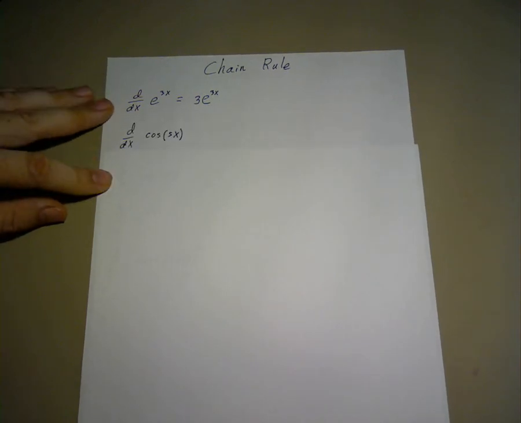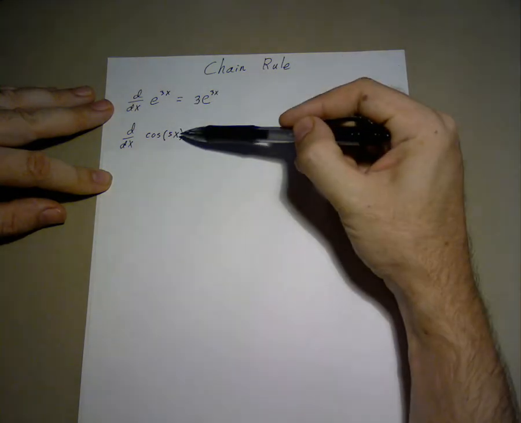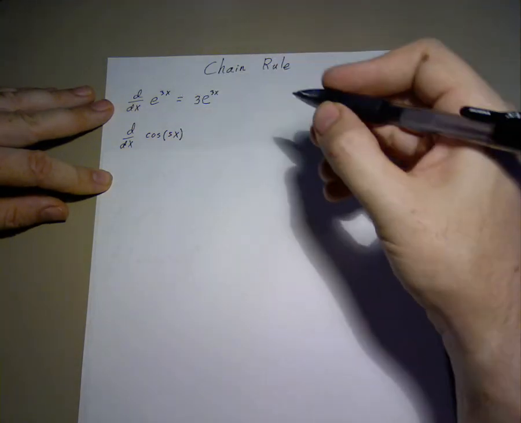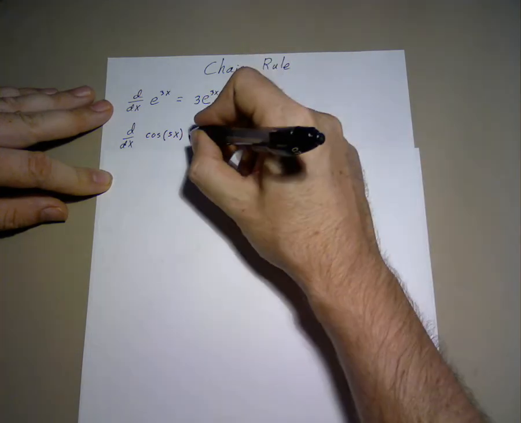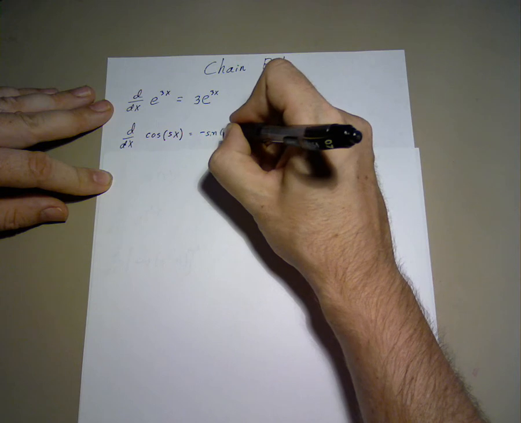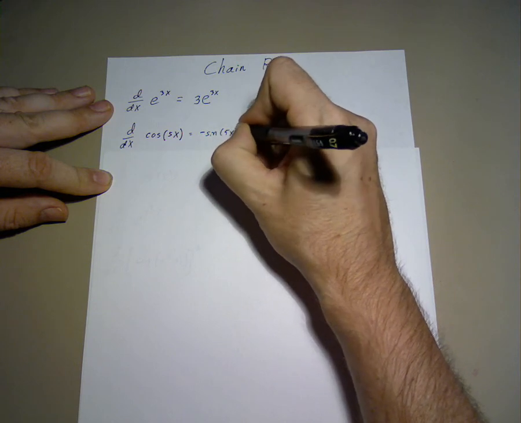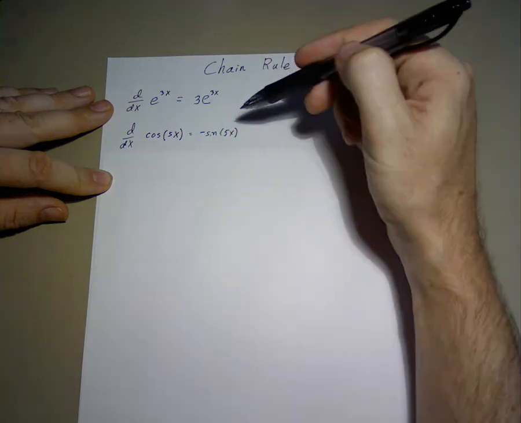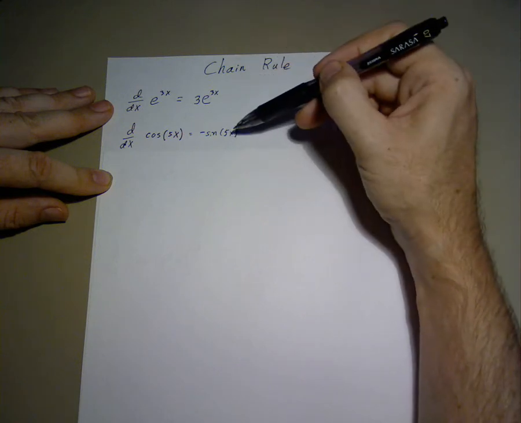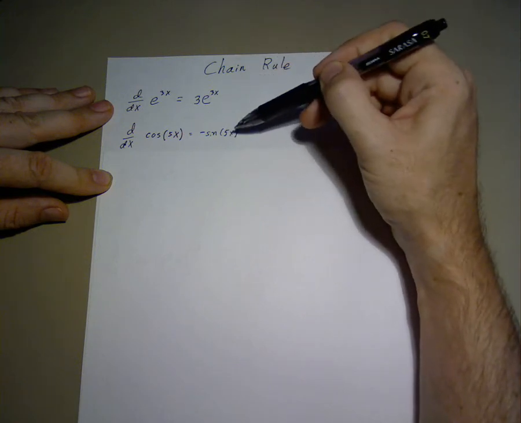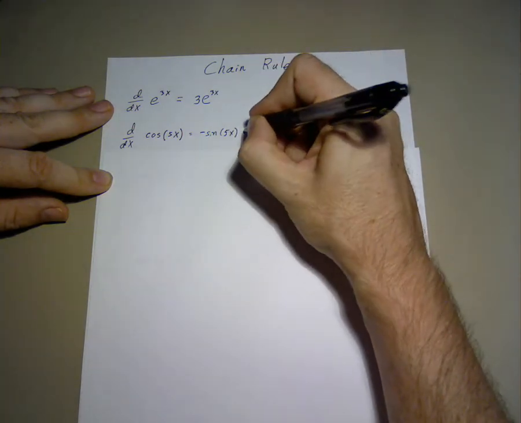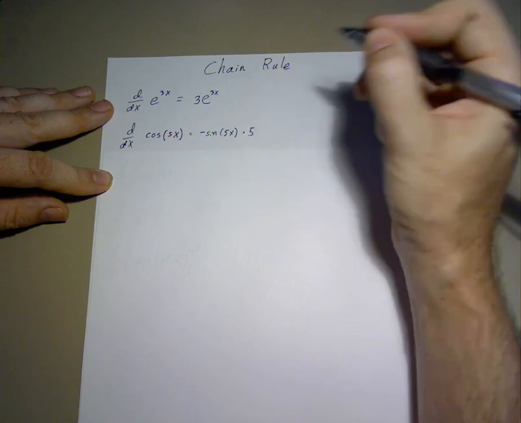Likewise, we would apply this to cosine 5x. The derivative of cosine is negative sine times what's in the parentheses, keeping the same quantity in the parentheses. Now we take the derivative of what was in the parentheses, which is 5. So we multiply this entire quantity times 5.